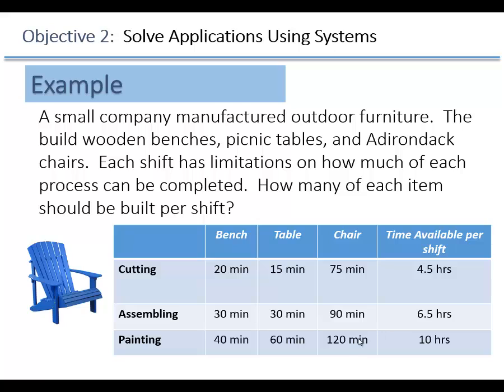Here's the problem. We've got limitations. There's only 4.5 hours of cutting availability per shift. Okay, we can't exceed that. There's also 6.5 hours of staff available to do the assembly, but there is quite a bit of time available for painting. There's 10 hours. So we need to figure out how many benches, how many tables, and how many chairs we should make during each shift in order to maximize the available time for each process.